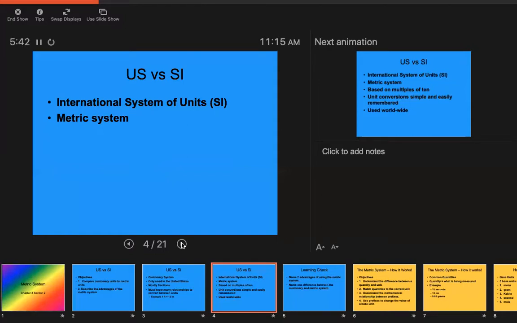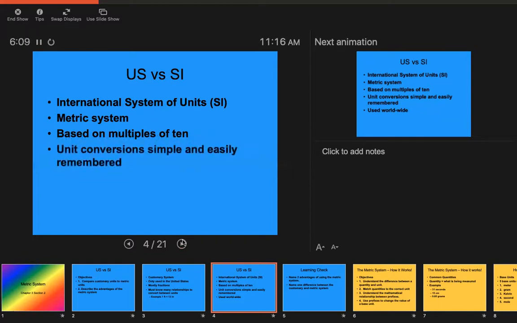The metric system is based all on multiples of 10. So I don't have to know that 1 foot is equal to 12 inches and there are 16 ounces in a pound and 5,280 feet are in a mile. All of it's just based on multiples of 10. So 10 times 10 is this, or 10 times 10 times 10 is this. And those are usually things that we can do pretty simply in our head by just adding zeros. This makes our conversions very simple and easily remembered.